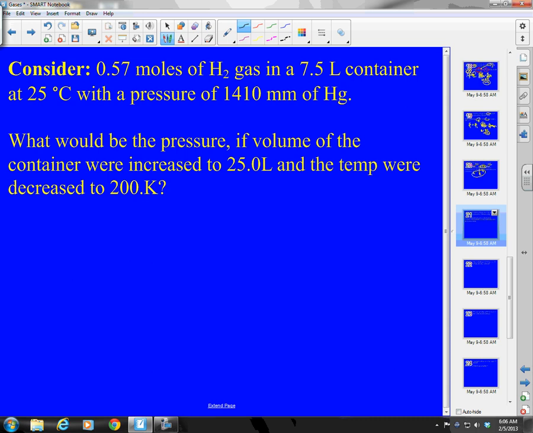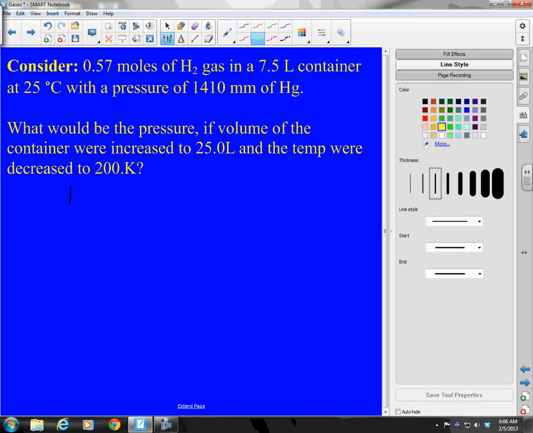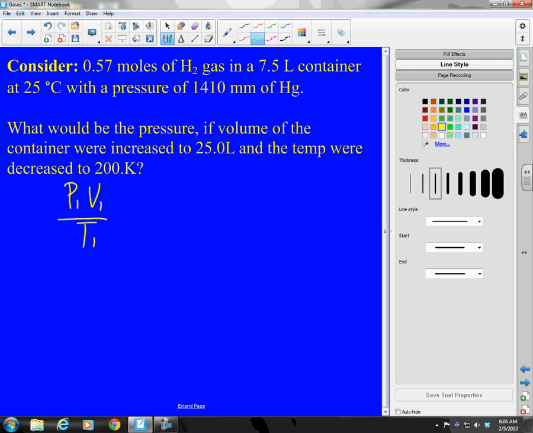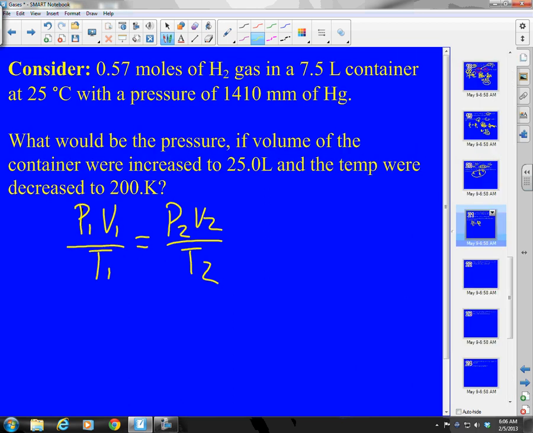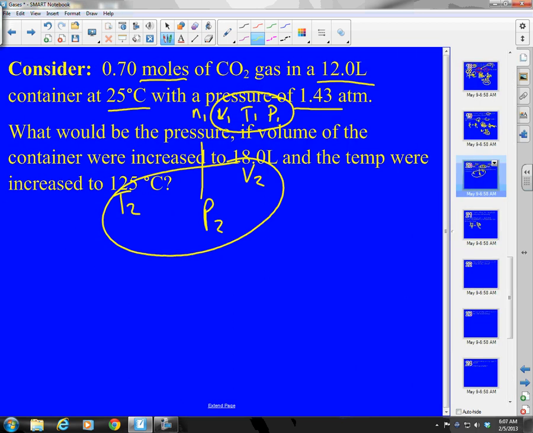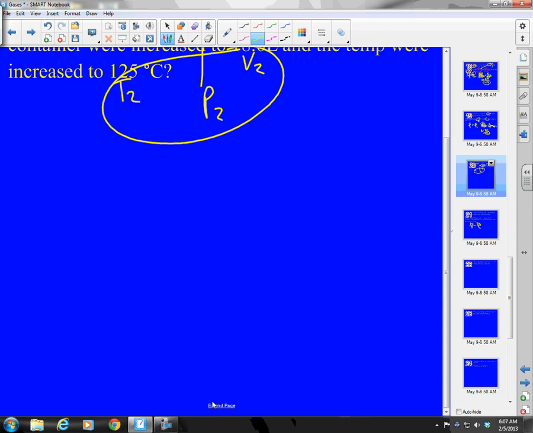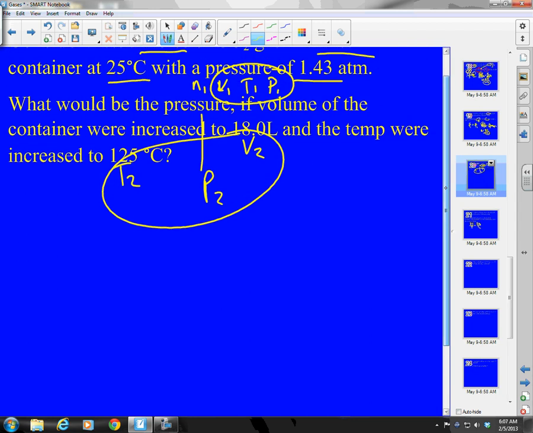Here we go. P1 V1 over T1 equals P2 V2 over T2. Oops, I think I'm in the wrong place, aren't I? Sorry, folks. I went too far. That happens on occasion. There we go. Ask my students. They'd say I go too far all the time.